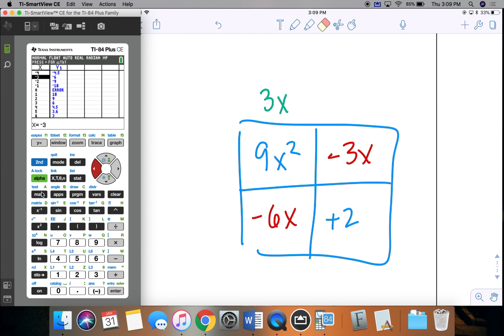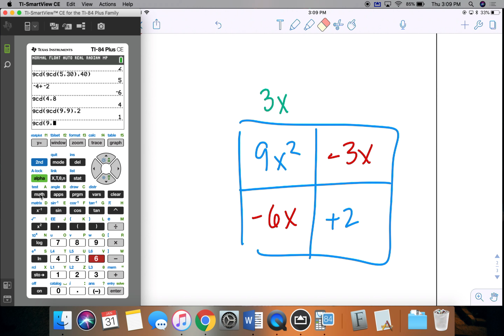Again, remember you can do math right 9 between 9 and 6, and it will tell you that it is 3. 3 and 2 do not share any numbers, so we use a 1 as a placeholder. 9 and 3 share a 3, and x squared and x share an x. Negative 6 and 2 share a negative 2.